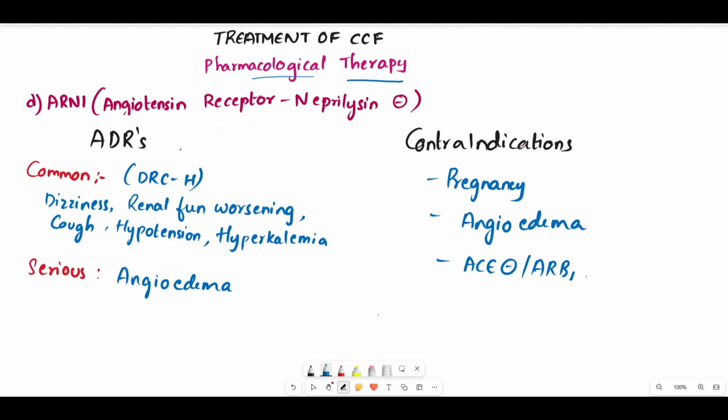So coming back to the ADRs of these ARNIs. First, the common ADRs: just remember the trick DRCH, where D means dizziness, R means worsening of renal function, C means cough, H means hypotension and hyperkalemia. Coming to the serious adverse drug effects, angioedema, and this angioedema is most commonly seen if the patient is on these drugs, sacubitril and valsartan. This angioedema is common. And coming to the contraindications, it is not given to patients with pregnancy, it is not given if the patient is having conditions like angioedema, and this is not given if the patient is on ACE inhibitors or ARBs.